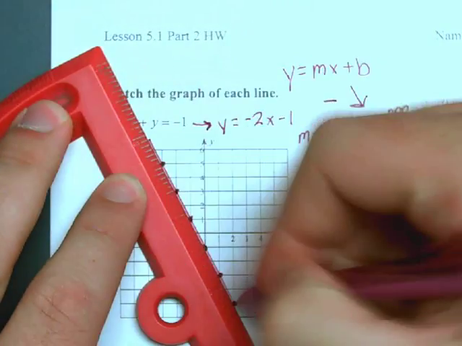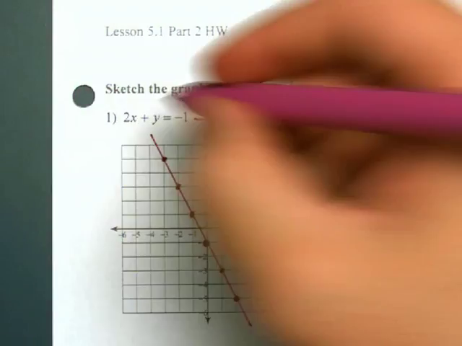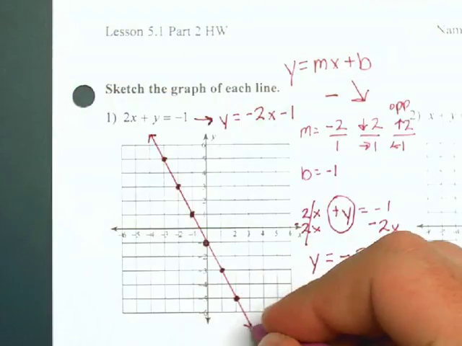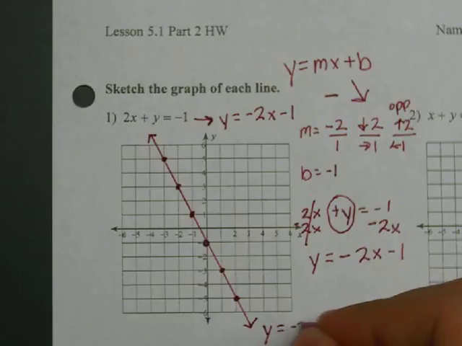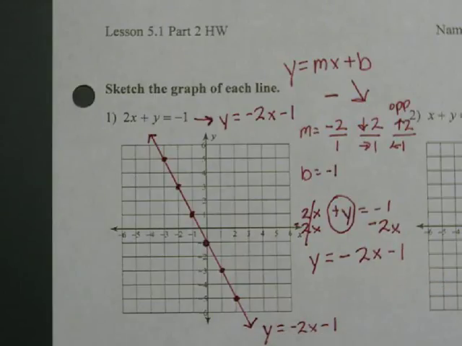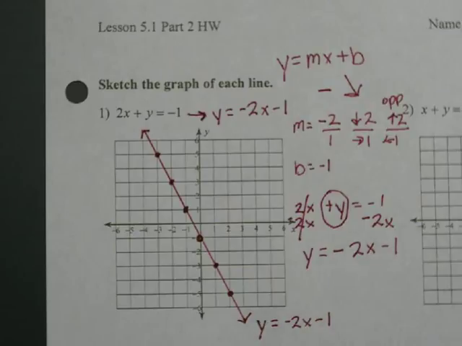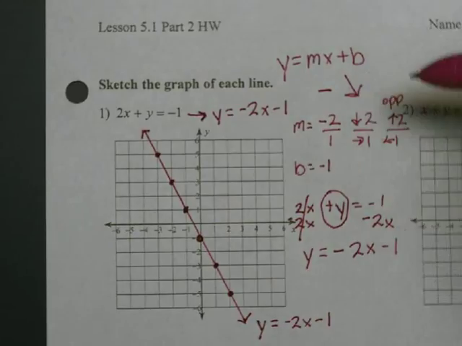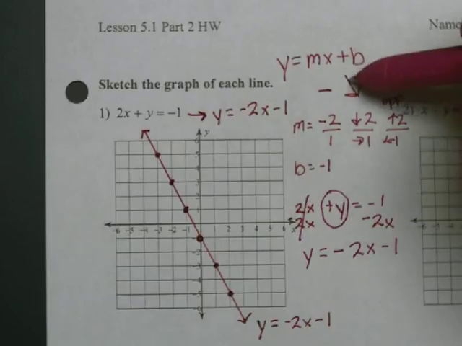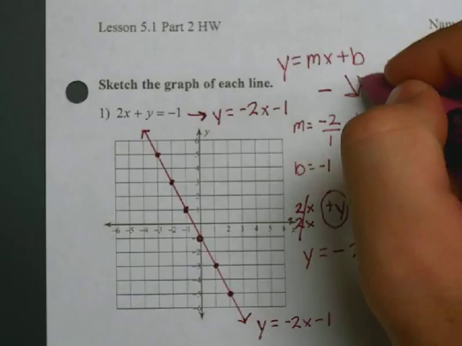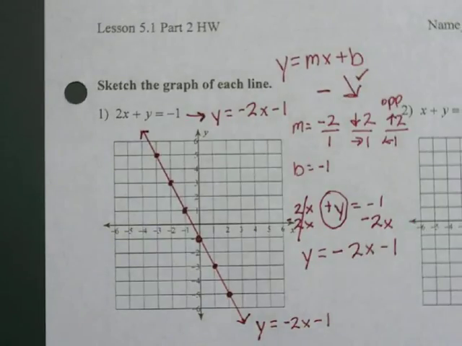I graph my line. I label my line, and I'm going to label it just y equals negative 2x minus 1. And then I check. This is the part that will separate you from everyone else. Is this line going down from left to right? Yes, it is, and that's what we said it would do in the beginning. So I'm going to put a check, knowing that I got my direction right.